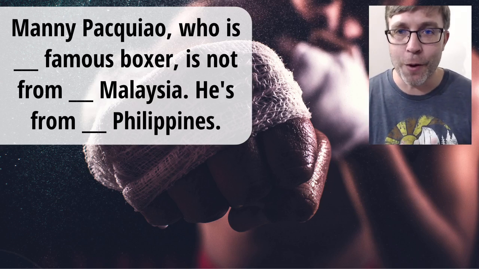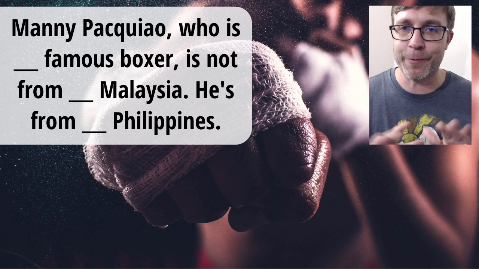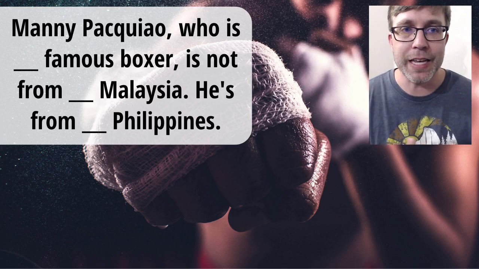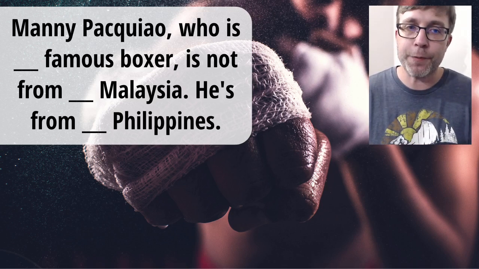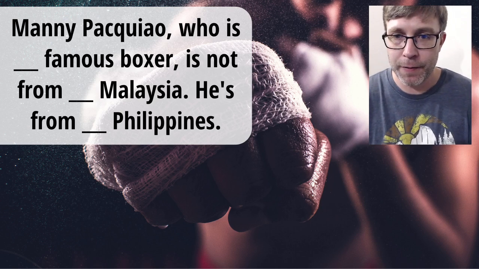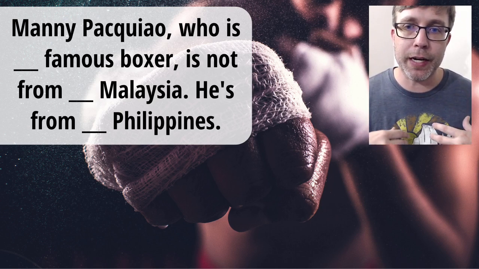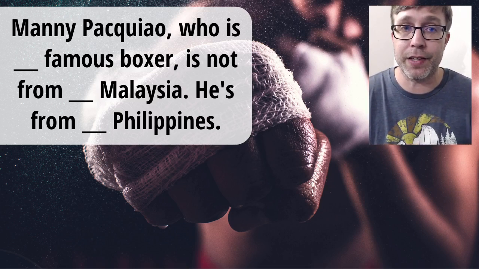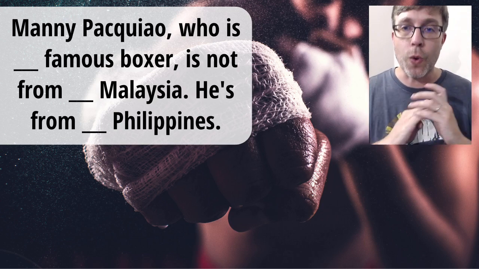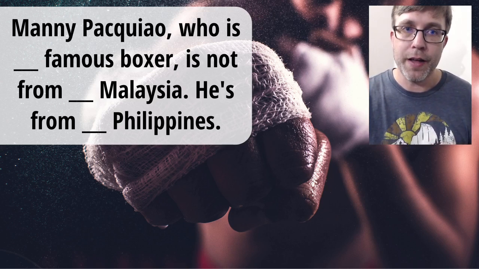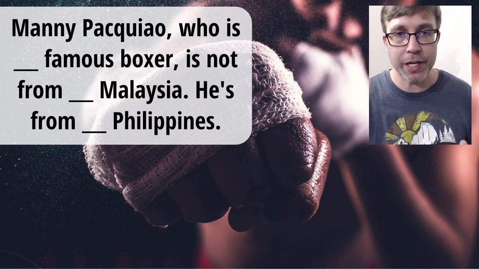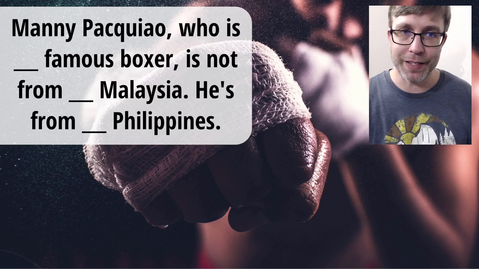Manny Pacquiao, I believe I'm pronouncing that correctly. Maybe not. If you're from the Philippines, you can correct me. Manny Pacquiao, who is famous boxer, is not from Malaysia. He's from Philippines. Okay? What articles will you use to complete that sentence? Fill in the blank with either a, an, the, or no article. All right?